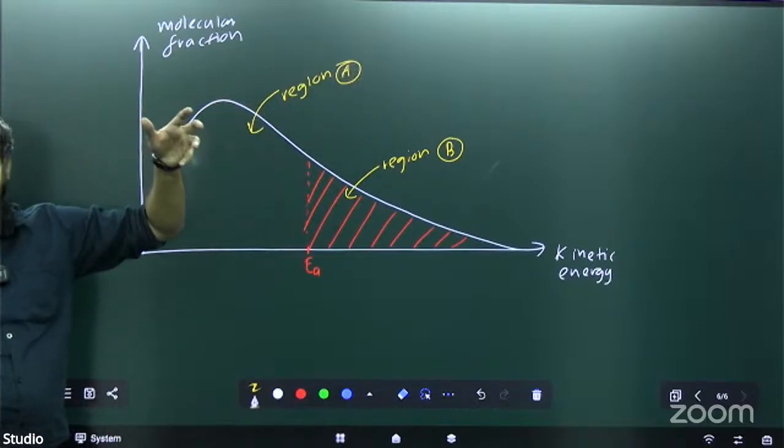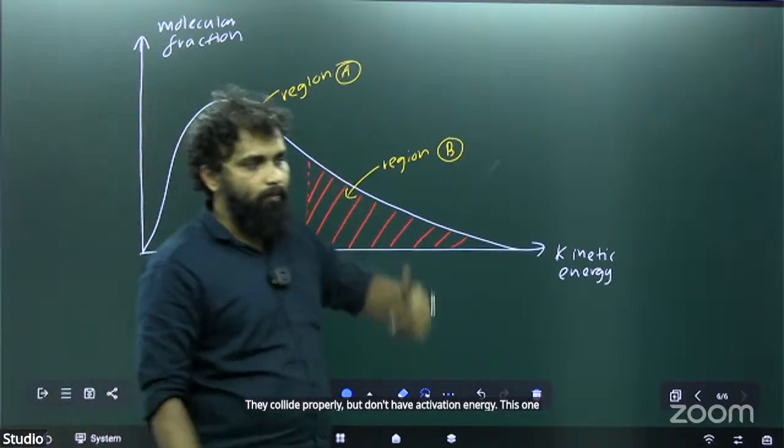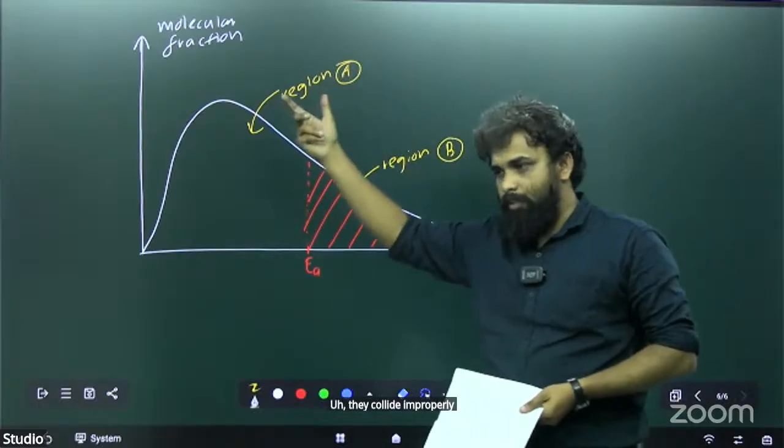They collide properly but don't have activation energy. That's the first one. And the other one, they collide improperly and don't have activation energy.